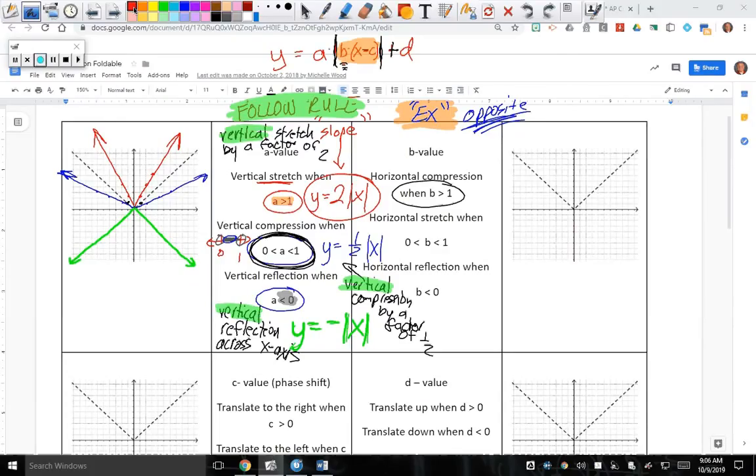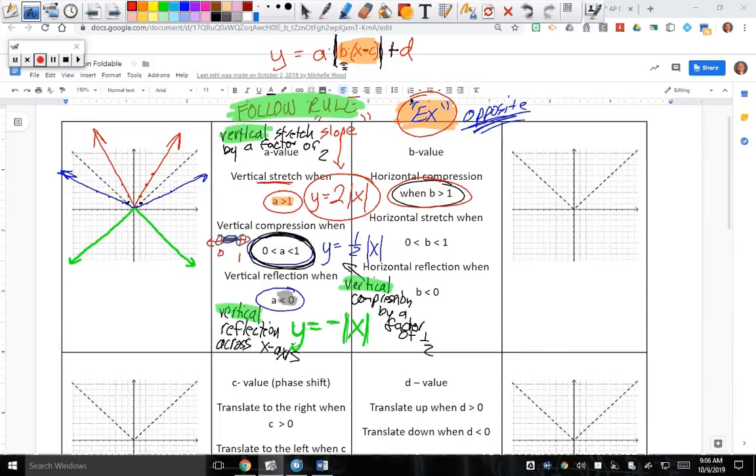Guys, if b is bigger than 1, we learned just moments ago that if I'm bigger than 1, what does it look like it wants to do? It looks like it wants to stretch. You with me? But because it's with the x, it's not going to be a stretch. It's going to be a what? A compression. You with me?